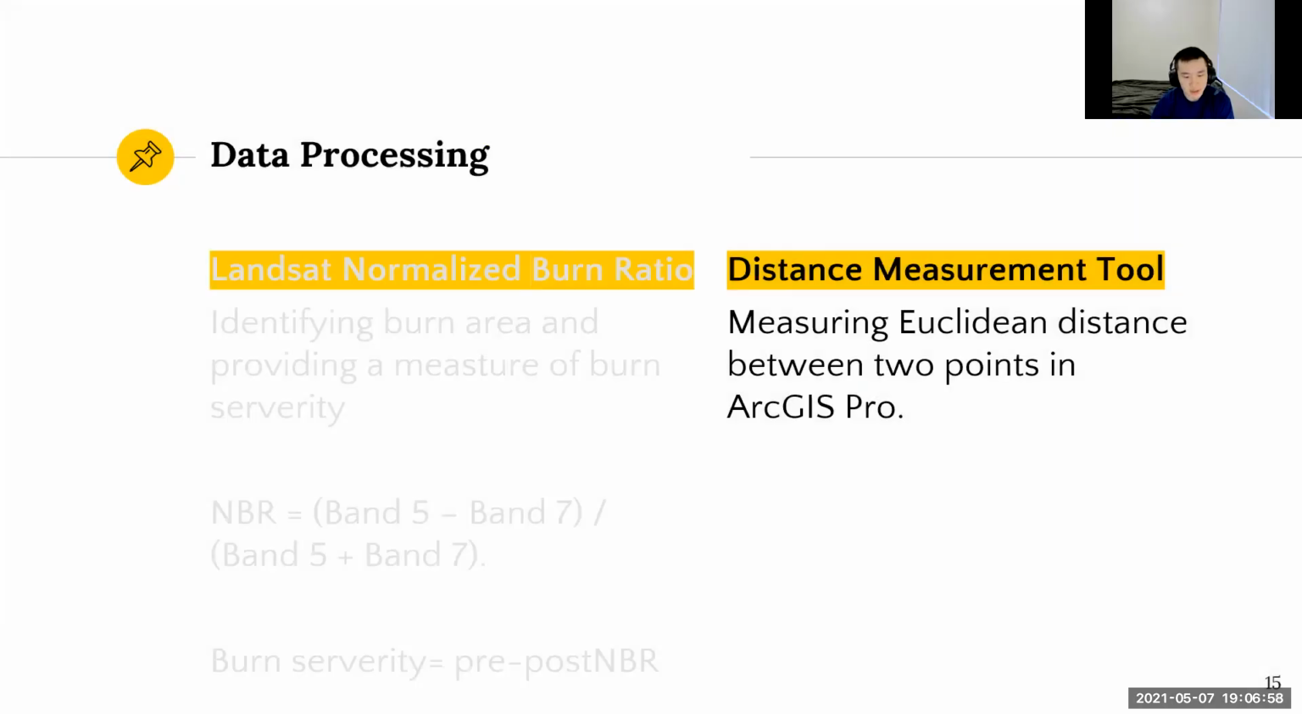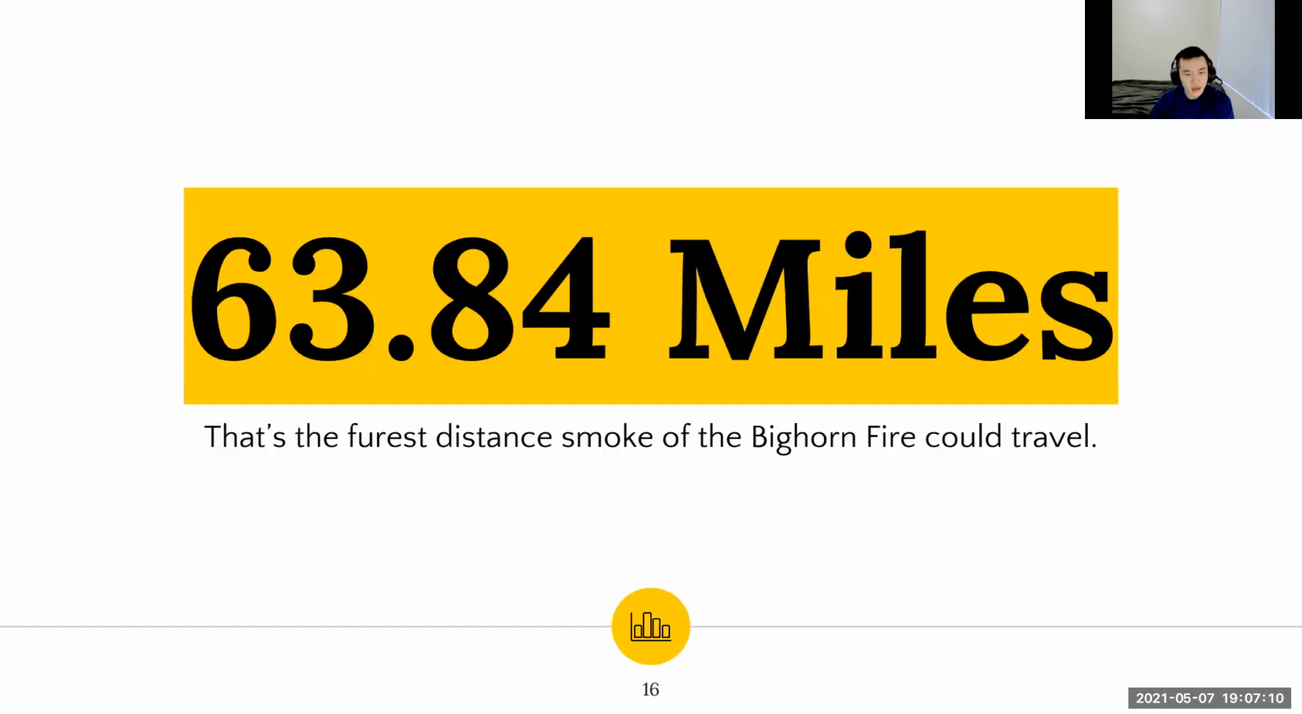Besides the change of NVR, the visual effects of the fire can also tell us about the fire scale. For example, by measuring the distance of traveling smoke, we can have another concept about the fire. Actually, the furthest distance that smoke had traveled is 63.84 miles. That makes the Zhicong fire not a local scene anymore, and I will explain why.